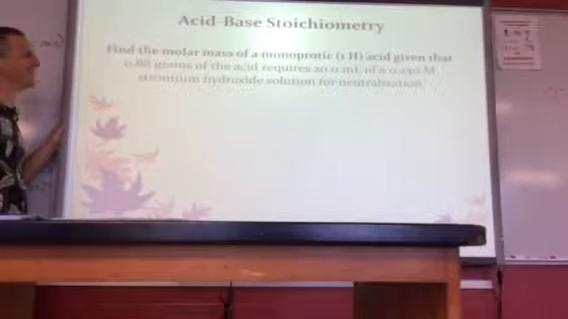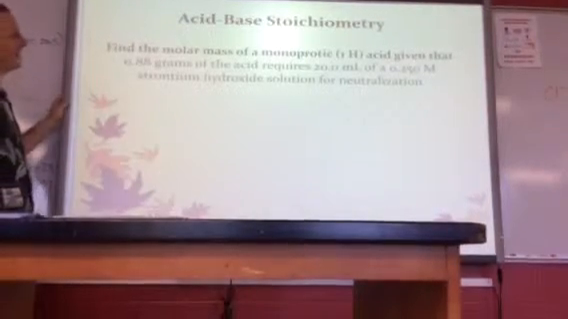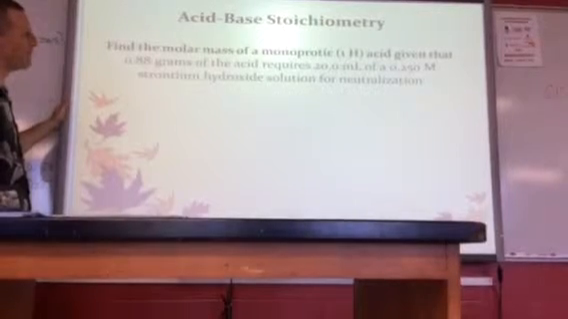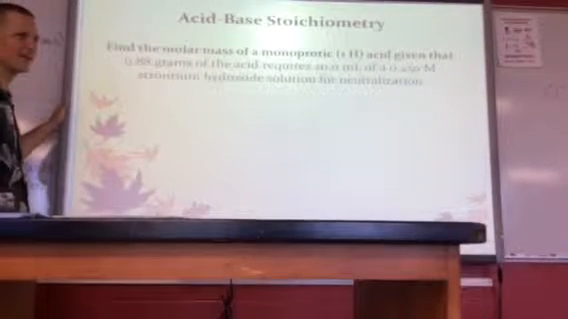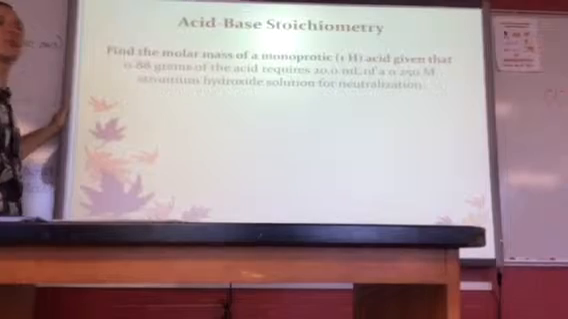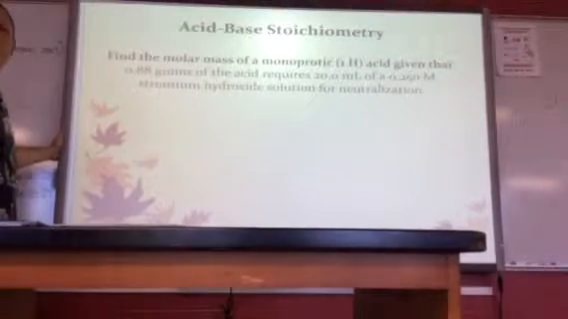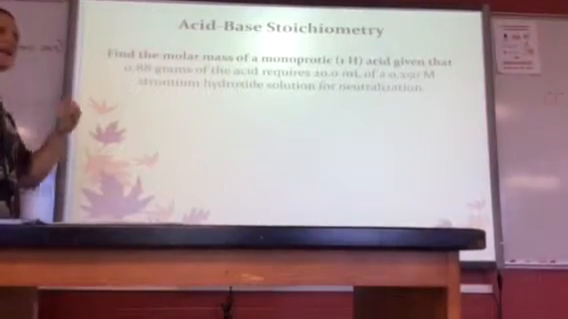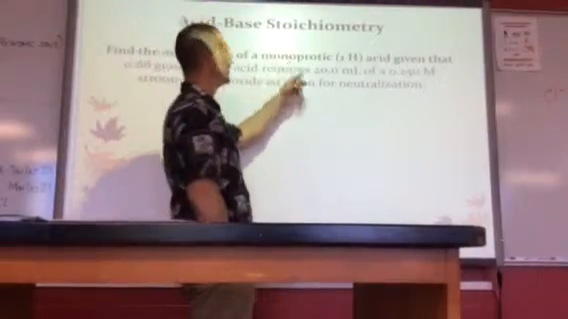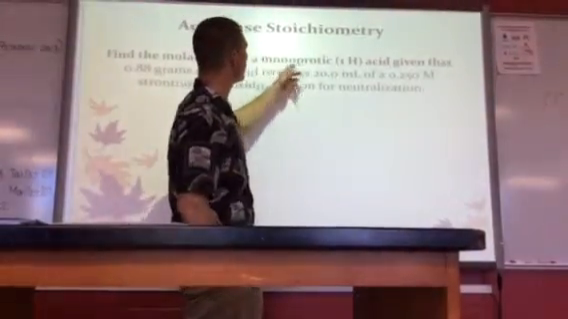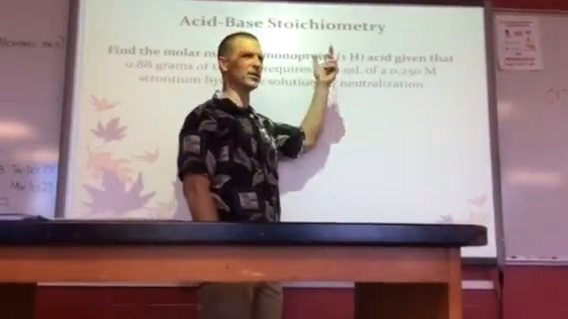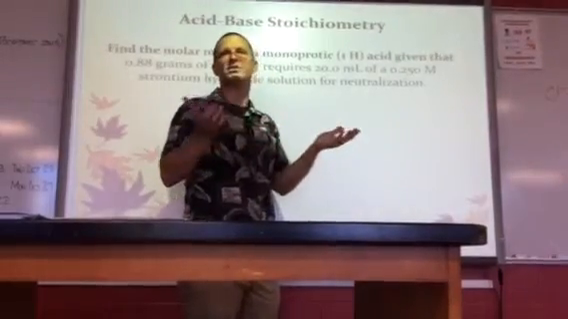What's a mono? Find the molar mass of a what? Monoprotic? It's monoprotic. And what does monoprotic mean? It's an acid that has one hydrogen. The mono means one. What does proton have to do with anything? Well, a hydrogen ion is just a proton.